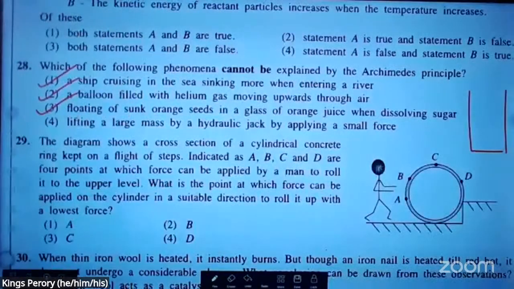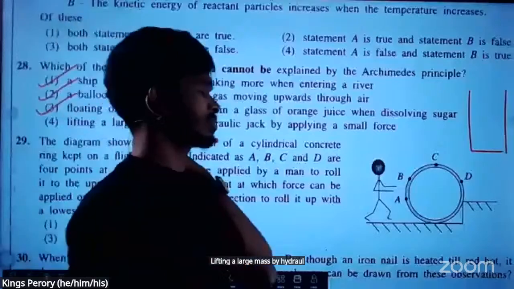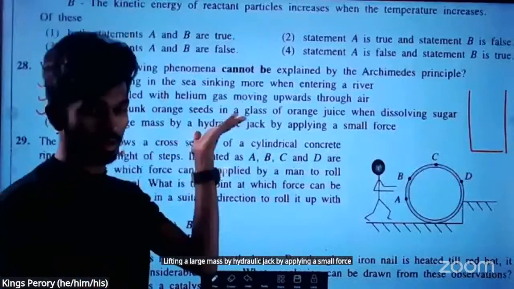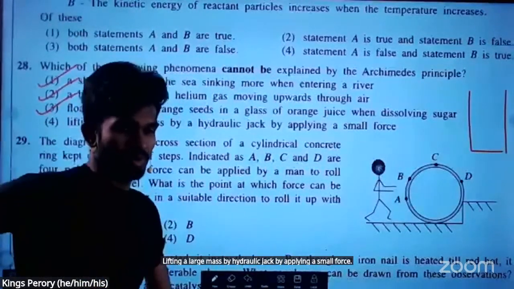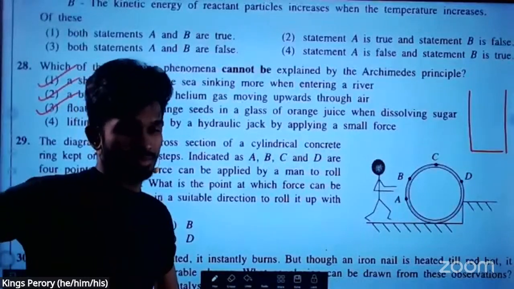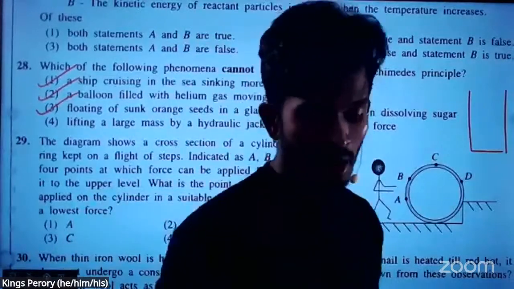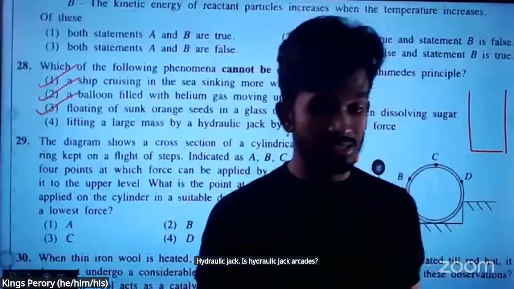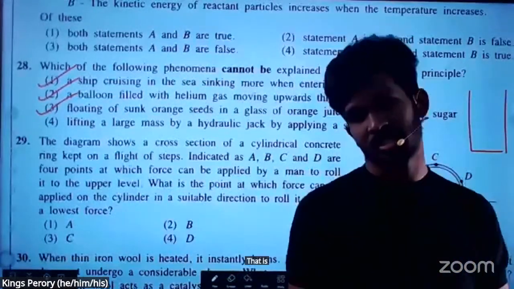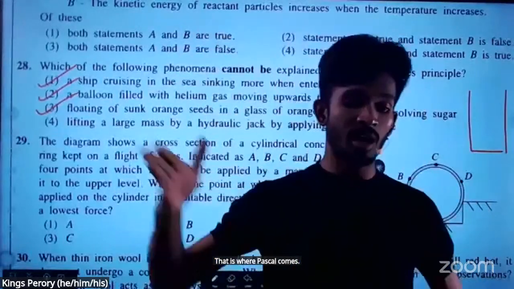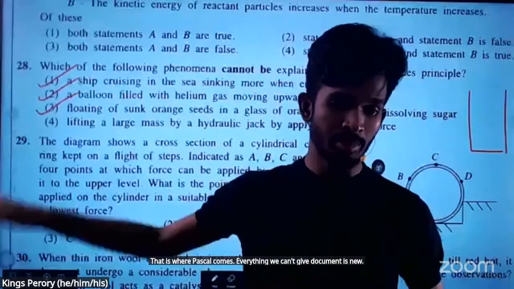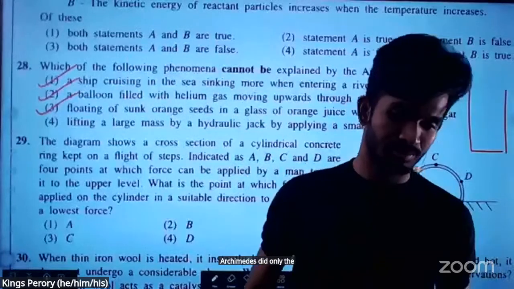Lifting a large mass by hydraulic jack by applying a small force. Is this Archimedes? Hydraulic jack. Is hydraulic jack Archimedes? That is where Pascal comes. Everything we can't give to Archimedes, no. Archimedes did only the flotation part.